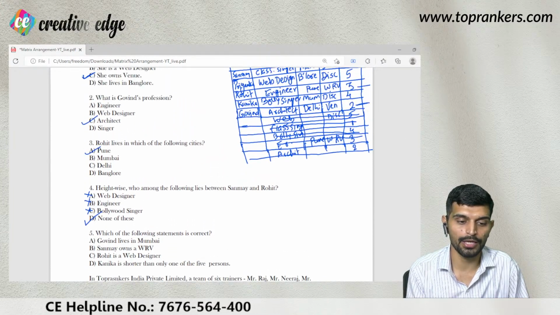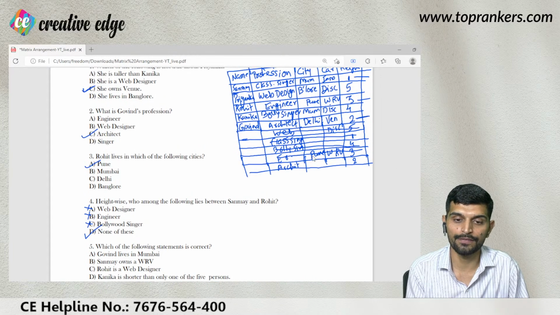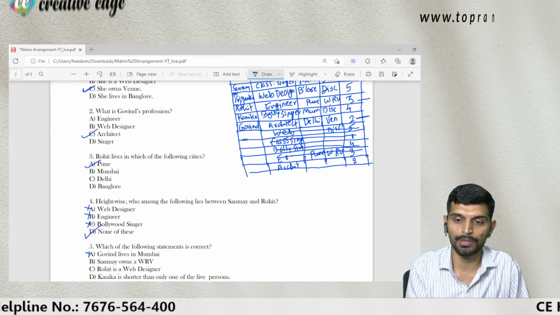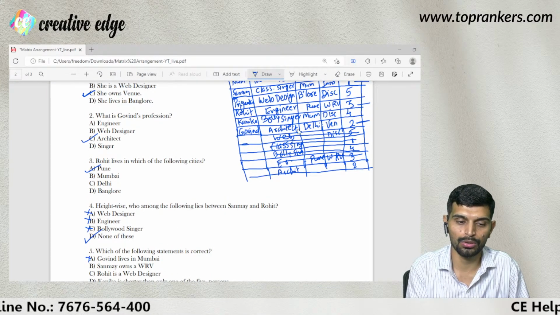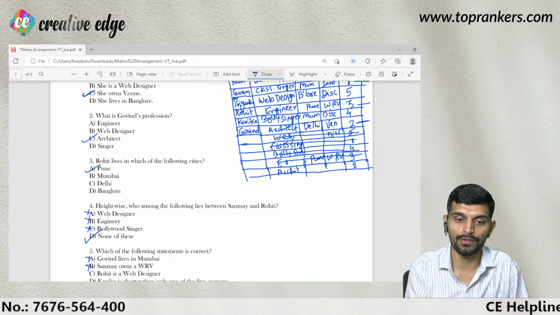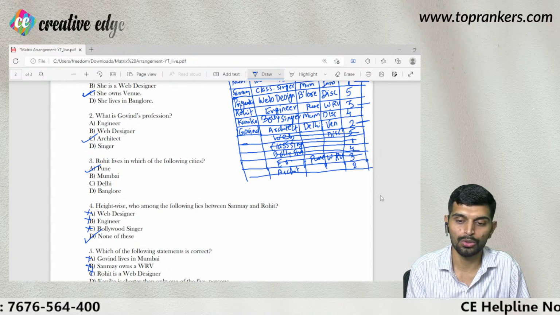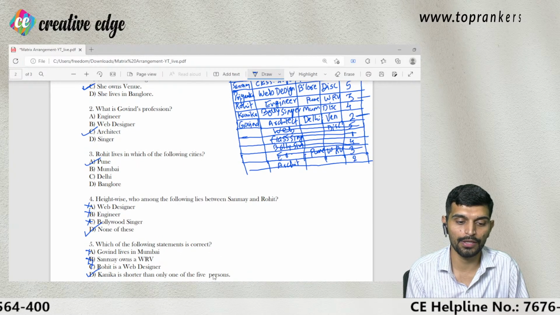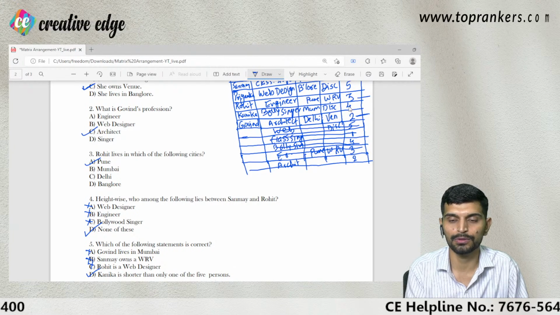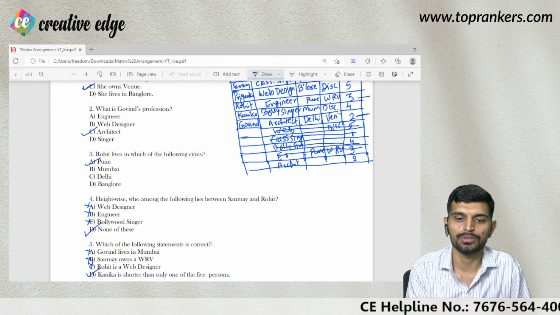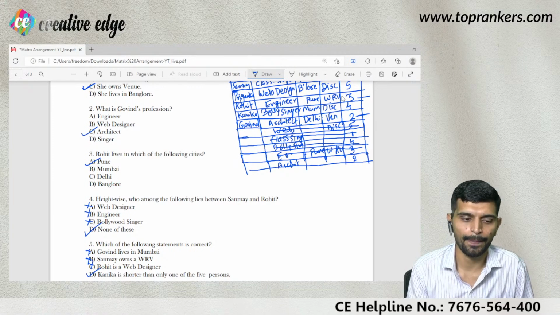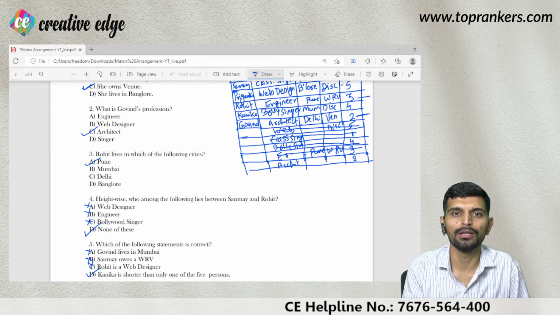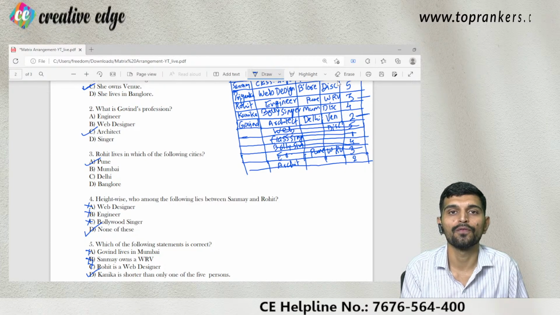Which of the following statements is correct? Govind lives in Mumbai? Govind lives in Delhi. Not correct. Sanmay owns WRV? Sanmay owns Innova. Sanmay does not own WRV. Rohit, web designer, again not true. So the correct answer has to be Kanika is shorter than only one of the five persons, because Kanika is fourth in rank, right? So she is shorter than Priyanka only. So that makes a complete structure, a complete table, and this was the first case for you.